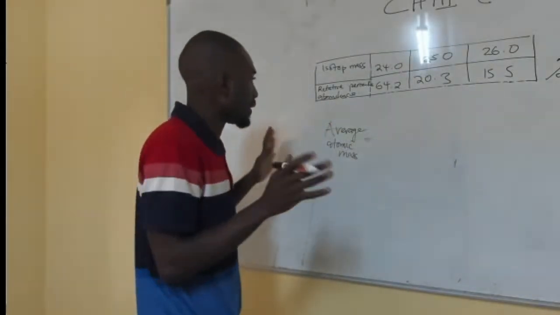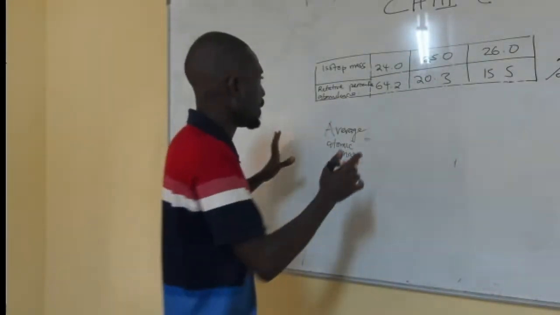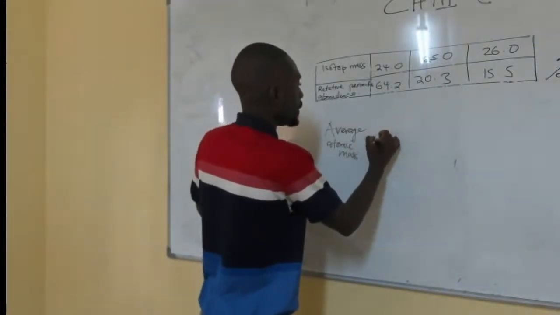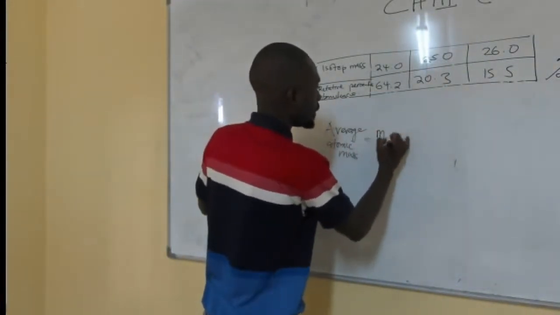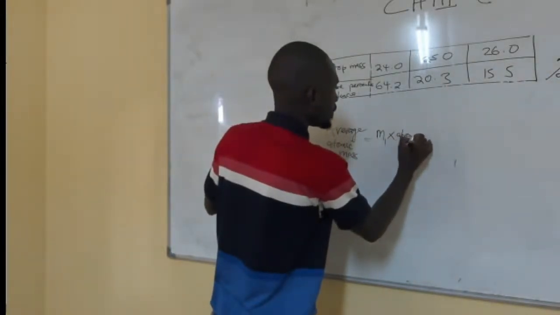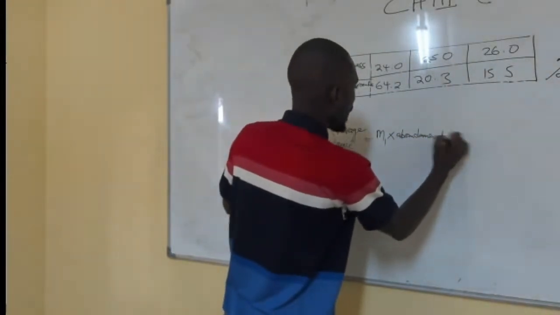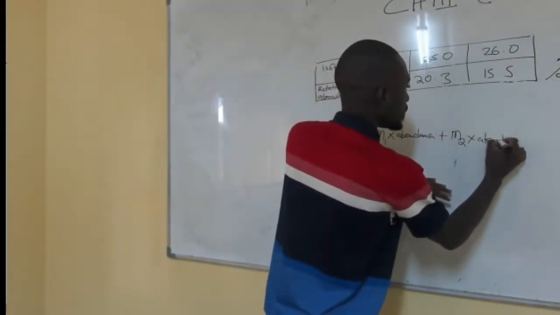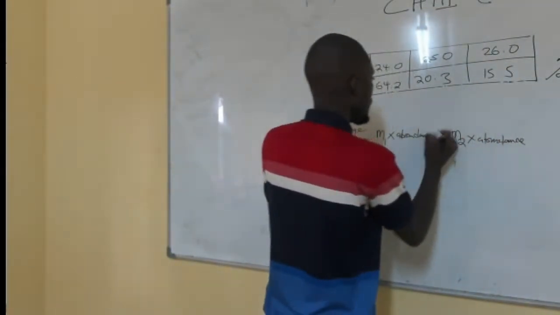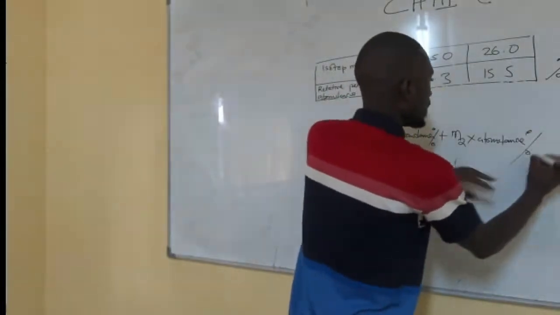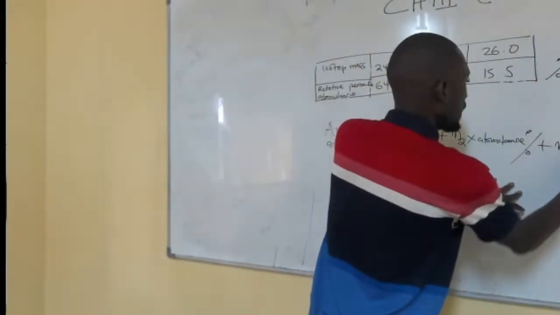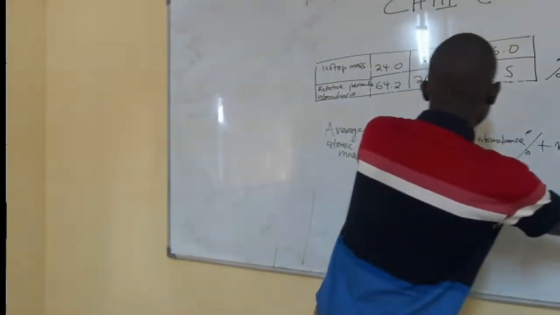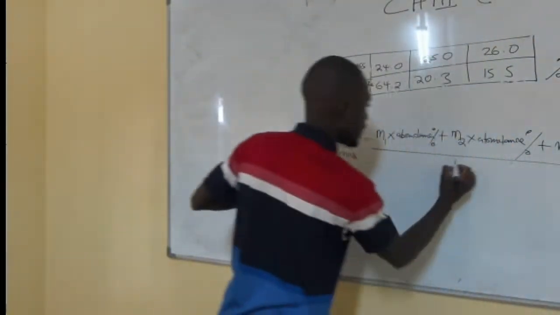This was the table that you had. So in this case, you are going to say there were 3. So you are going to say M1 times the abundance plus M2 times the abundance percentage, then plus M3 times the abundance percentage, over 100.